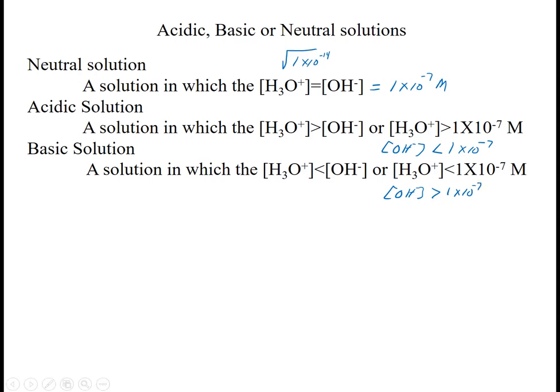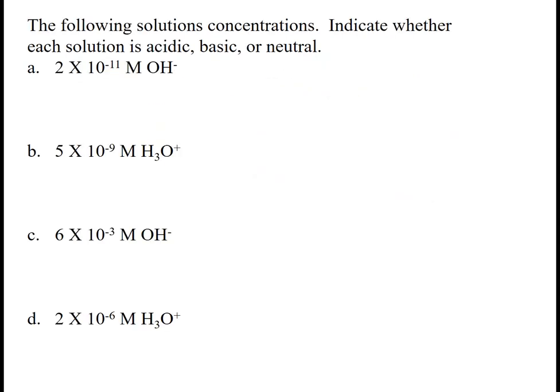So if we look at this problem on the next slide, it wants to know if the following solutions are acidic, basic, or neutral. The first is 2.0 times 10 to the minus 11th molar hydroxide. So this exponent is less than minus 7, and it's for hydroxide. So if it's less than 7, it's going to be the opposite of what is written here. This would be basic, but being less than 7, it's the opposite, so it's actually acidic.